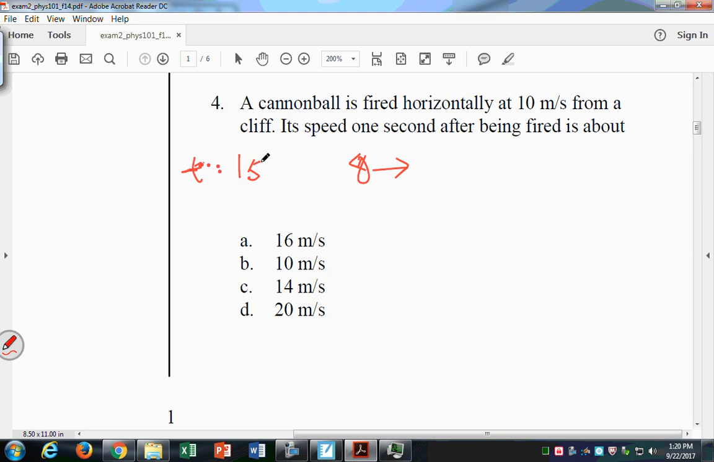Time is 1 second. I have this cannonball. It follows a path that goes like that, and I want to know what is its speed. Initially, it has a speed equal to 10 meters per second. How can I find the speed 1 second after it's fallen?